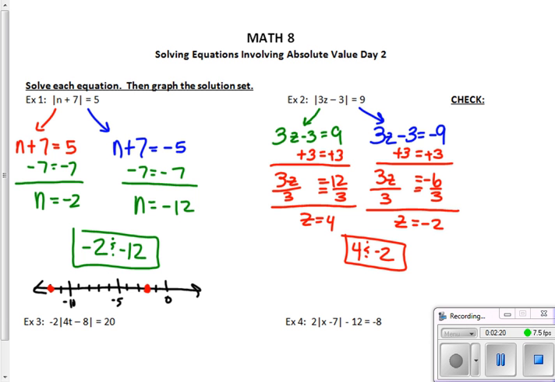Again, you'll need to graph on a number line. Generic graph, plot my points. Here's where negative 2 would fall. Here's where 4 would fall. The next part, I just want you to go ahead and check it.